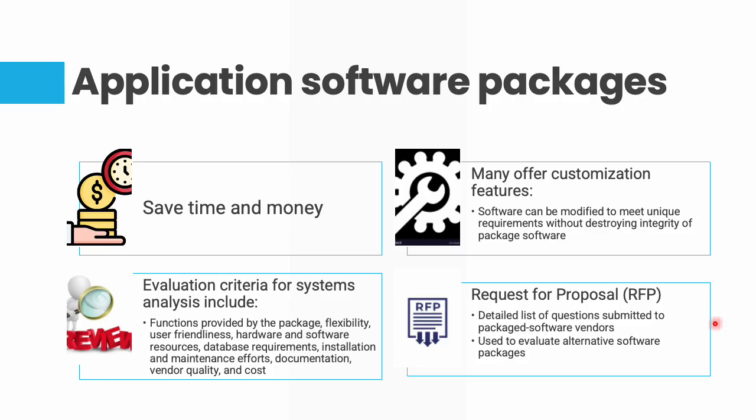And to choose the best package, companies often send a request for proposal to software vendors. This is a detailed list of questions about the software capabilities, cost, and support. So it's like sending a detailed checklist to different companies to see which one can best fit your company. So, using a software package is a smart way to get the system running quickly, as long as you choose carefully.